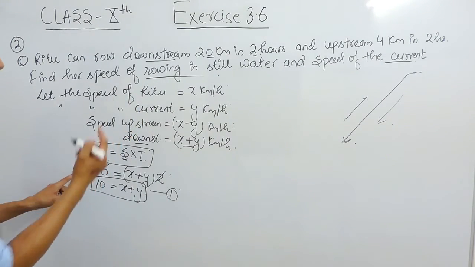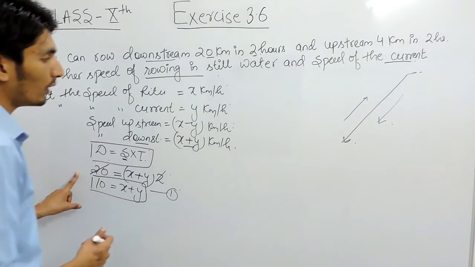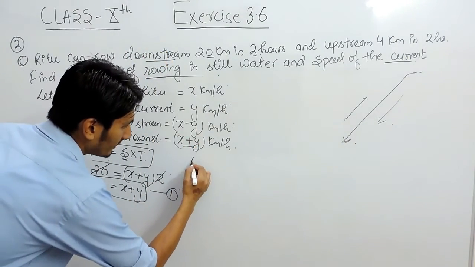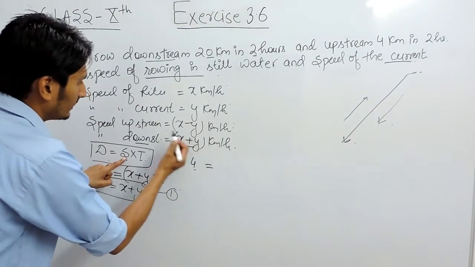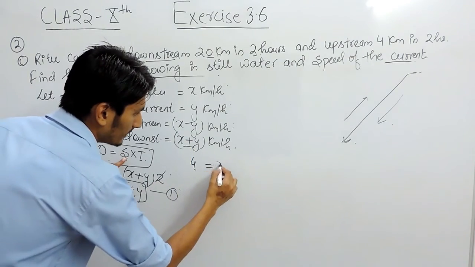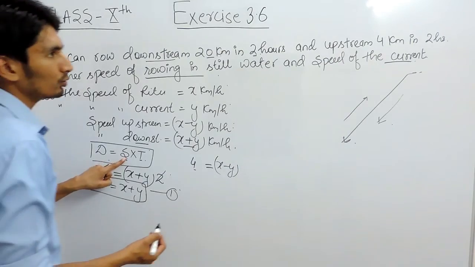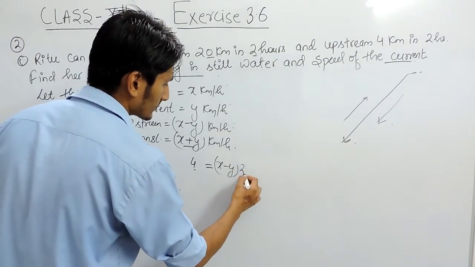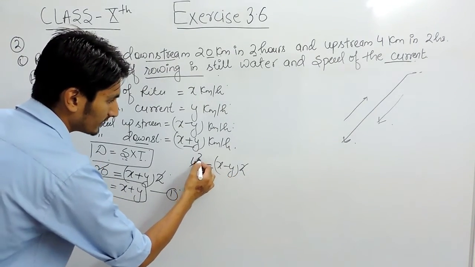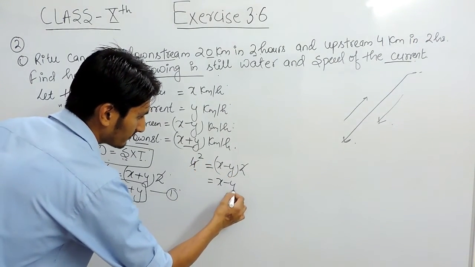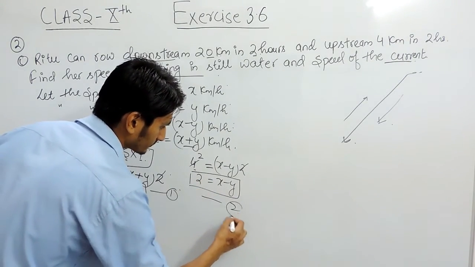Similarly, in the second case it is given that she travels upstream 4 km in 2 hours. In this case she is traveling 4 km, so the distance must be 4 and the speed when traveling upstream is x minus y. And the time she takes to row upstream is 2 hours. So these two values must be equal. Now you can solve further. So the value of x minus y here is 2. So this is our second equation.